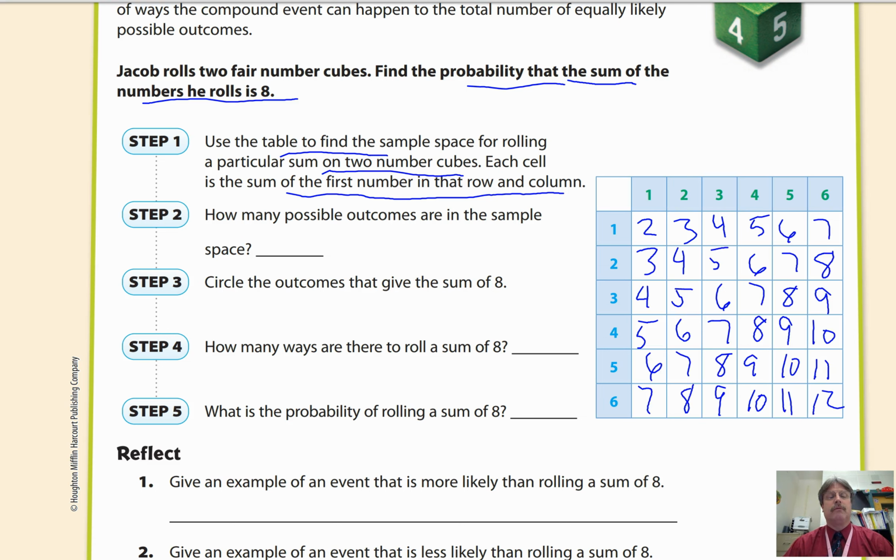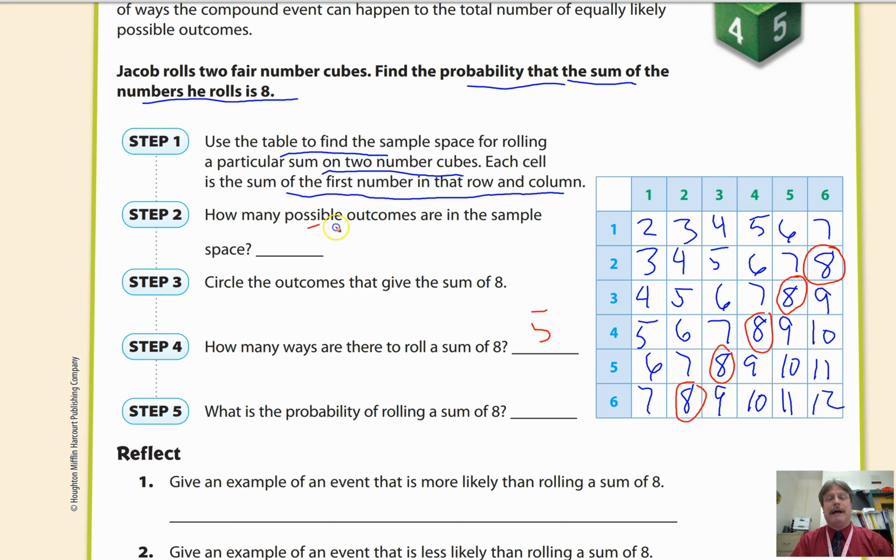Since we're looking for the number 8, I've completed the table here. Every time we roll the two dice, I got a 2 on one die and a 6 on the other, so I have an 8. I have an 8 from the combination of 3 and 5, an 8 from 4 and 4, an 8 from 5 and 3, and an 8 from 6 and 2. So I have 1, 2, 3, 4, 5 possibilities that I could get an 8.